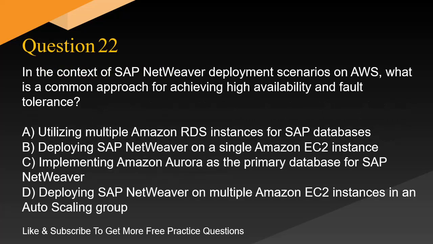Question 22. In the context of SAP NetWeaver deployment scenarios on AWS, what is a common approach for achieving high availability and fault tolerance? A. Utilizing multiple Amazon RDS instances for SAP databases. B. Deploying SAP NetWeaver on a single Amazon EC2 instance. C. Implementing Amazon Aurora as the primary database for SAP NetWeaver. D. Deploying SAP NetWeaver on multiple Amazon EC2 instances in an auto-scaling group.